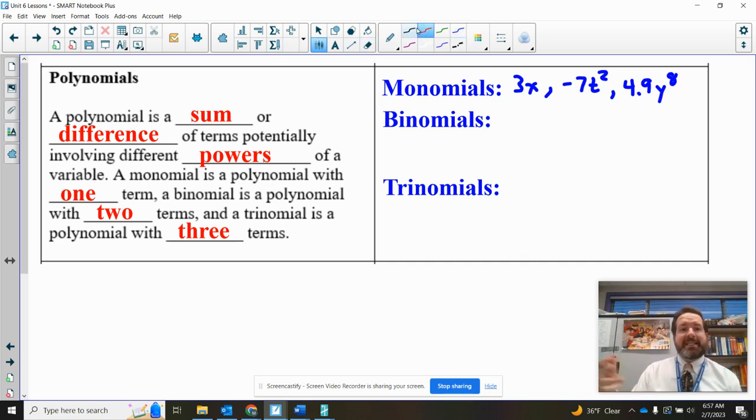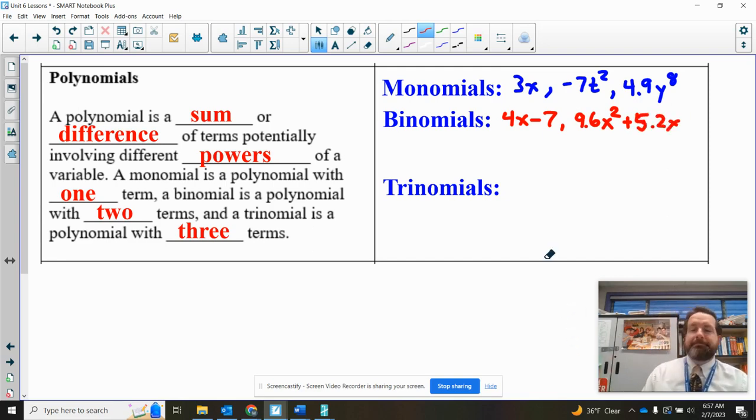Binomials, bi like bicycle, means 2. So a binomial is just 2 of these monomials put together with plus signs or minus signs. So some examples. How about 4x minus 7? There you go. It's 2 terms that may involve powers of a variable put together with a plus or a minus sign. What else do we have? How about, let's do one with decimals. 9.6x to the second plus 5.2x. There we go. That's another binomial.